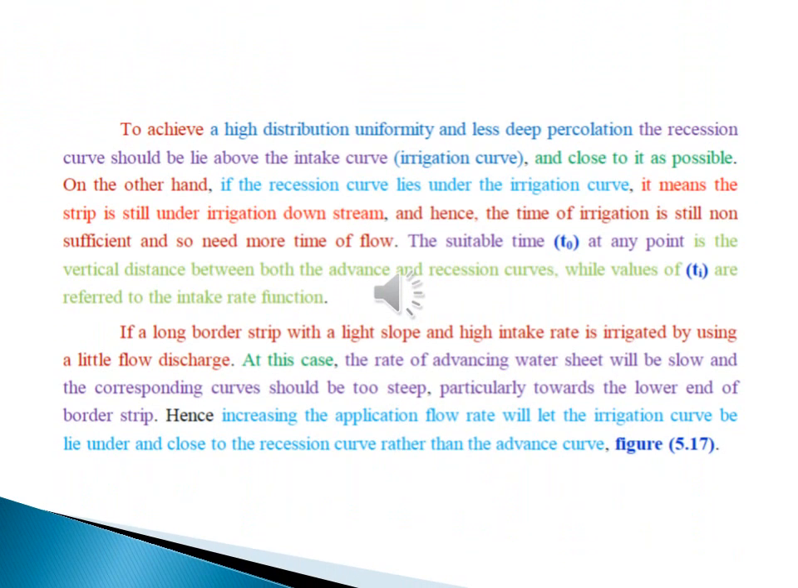To achieve a high distribution uniformity and less deep percolation, the recession curve should lie above the entire irrigation curve and be as close to it as possible. On the other hand, if the recession curve lies under the irrigation curve, it means the strip is still under-irrigated downstream, and hence the time of irrigation is still insufficient and more time of flow is needed.